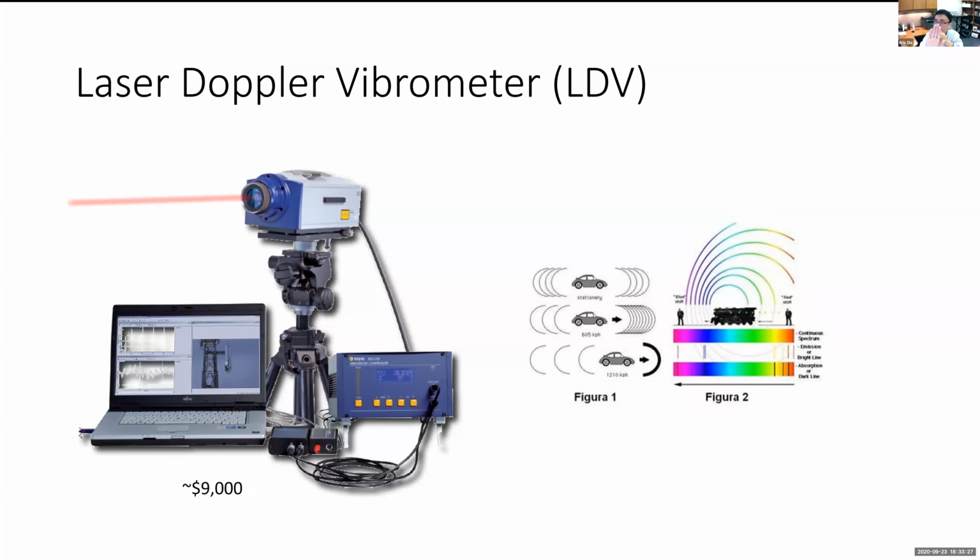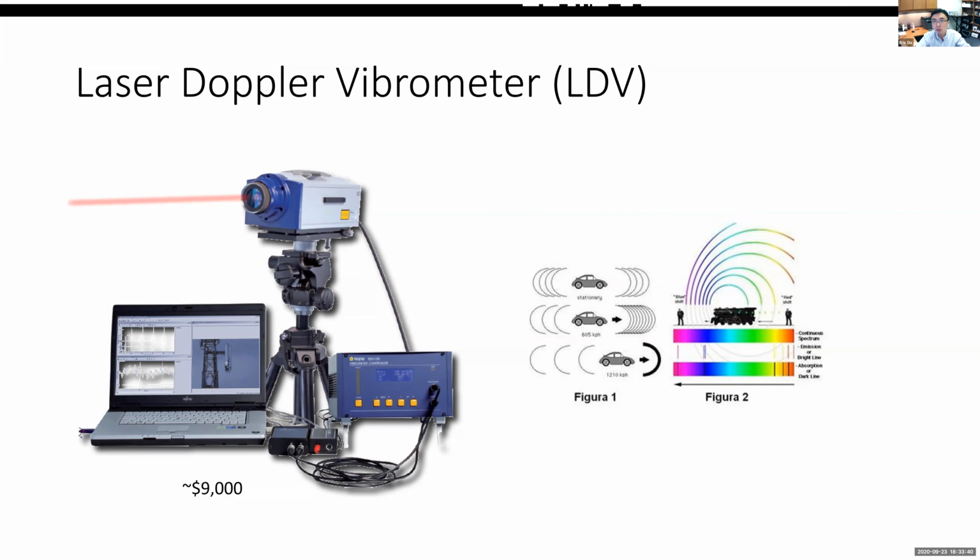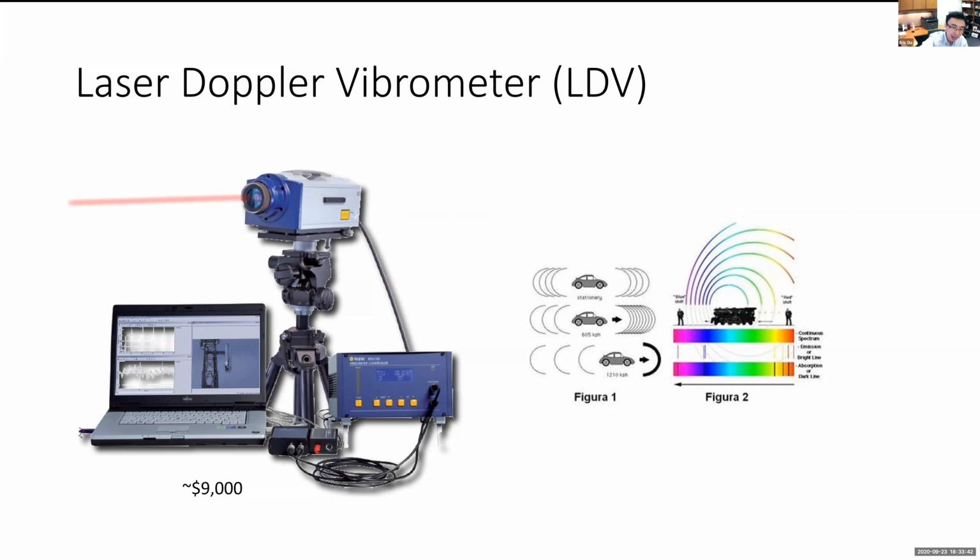Make sense? So every time the vibration happens, there must be a moment that the structure is approaching us and then moving away from us. That's vibration, right? So by doing that, I can check the Doppler effects and translate that back to the vibration. But it's very expensive, about $10,000. Make sense, guys?